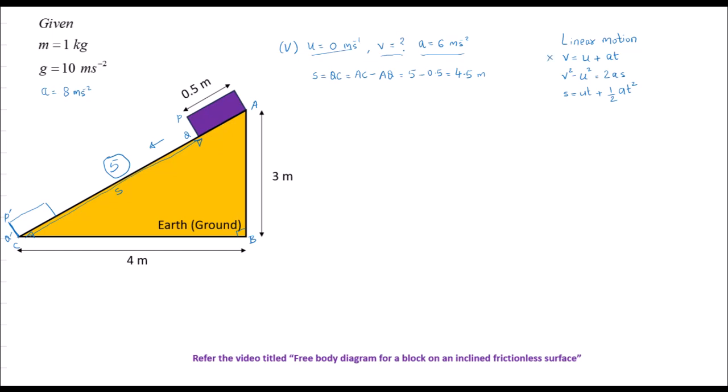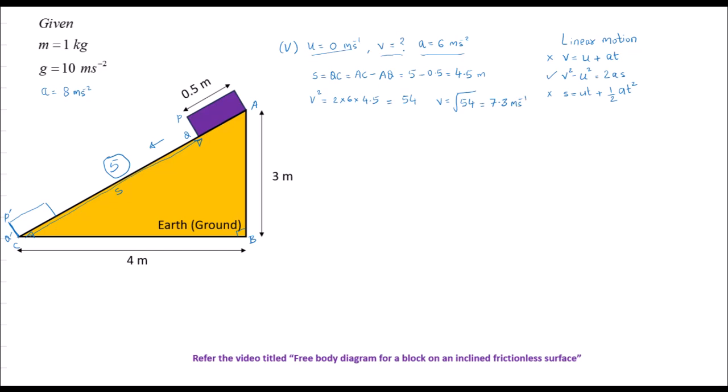Clearly, the first and the third cannot be used because they have time, which is not given to us. So we have to focus on the other equation. V is something we have to find, U is given, a we have calculated, and s also we have calculated. So let's put the values and see. V squared minus 0 will be equal to 2 times acceleration, which is 6, times distance 4.5. And therefore, V will be equal to square root of 54, which comes to around 7.3 meters per second.